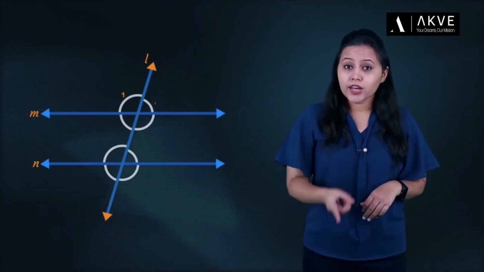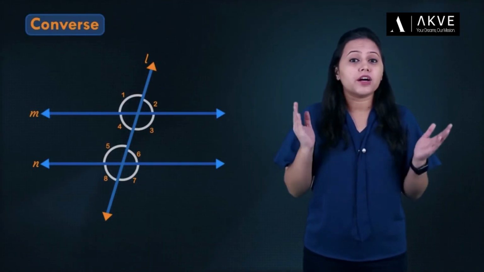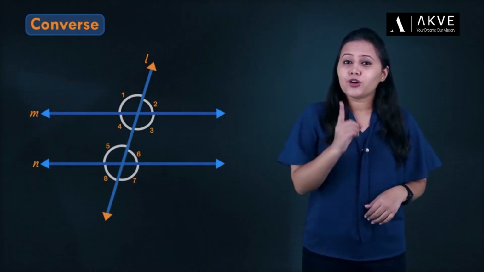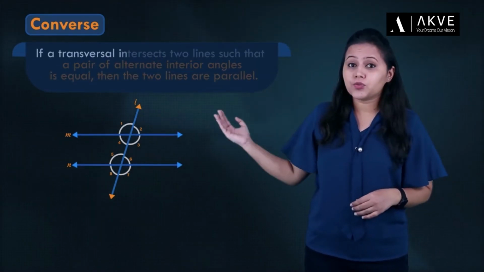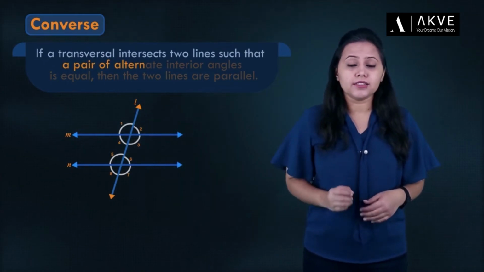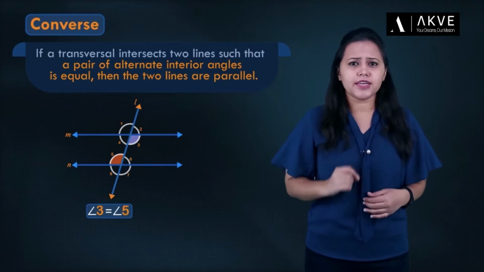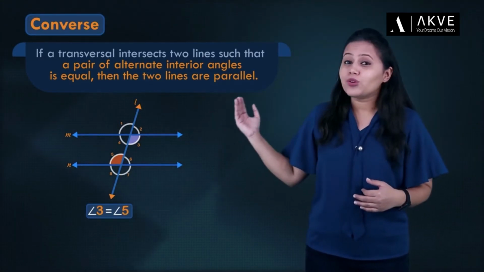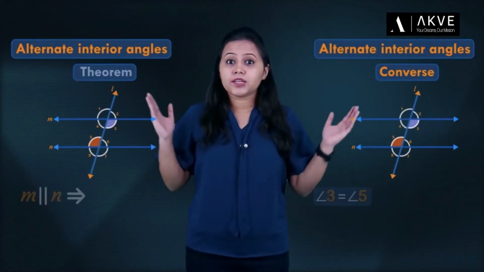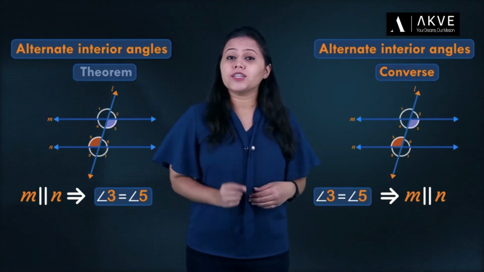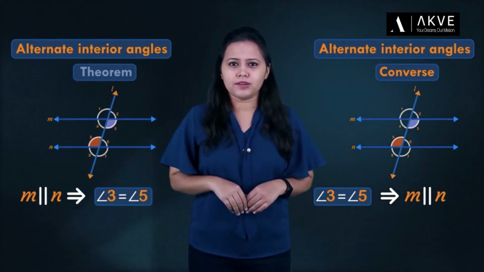In a similar way, using the converse of the corresponding angles axiom, we can prove that if a transversal intersects two lines such that a pair of alternate interior angles is equal, then the two lines are parallel. These results are true for alternate exterior angles as well.